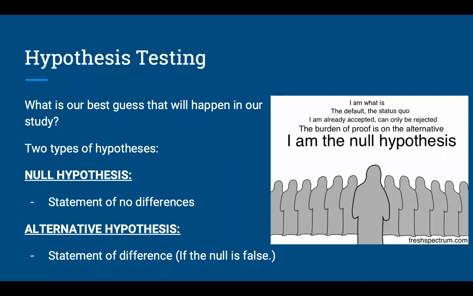What does this have to deal with? Well, we're going to be talking about how this impacts hypothesis testing. What is our hypothesis? That's our best guess that we think will happen in our study. Now, when we're looking at this, we're really going to devote it down to two different types of hypotheses.